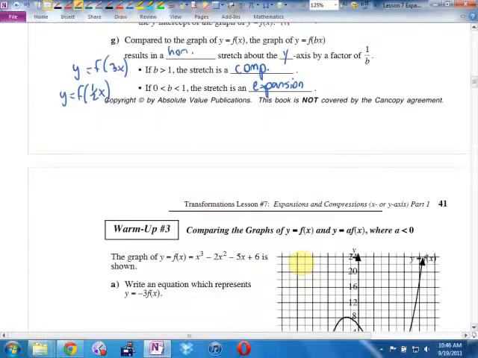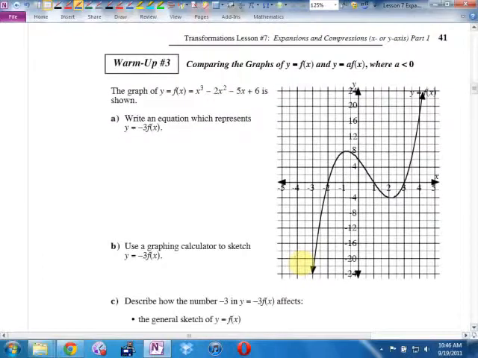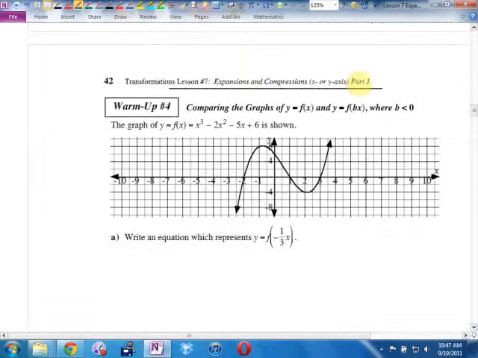Turn the page. Page 41 is kind of nice. It asks, okay, what if there's also a negative in front? What if a is less than 0? Well, if there's a negative right here, what else happens to your graph? Vertical or horizontal? Vertical. And what did a negative do? Flip. Skip it. Page 42. Now, page 42 is asking, what if you have a negative right here? What did a negative do right there? Horizontal reflection. Good. Thank you. You're learning that. Page 43 is what I want to get to.